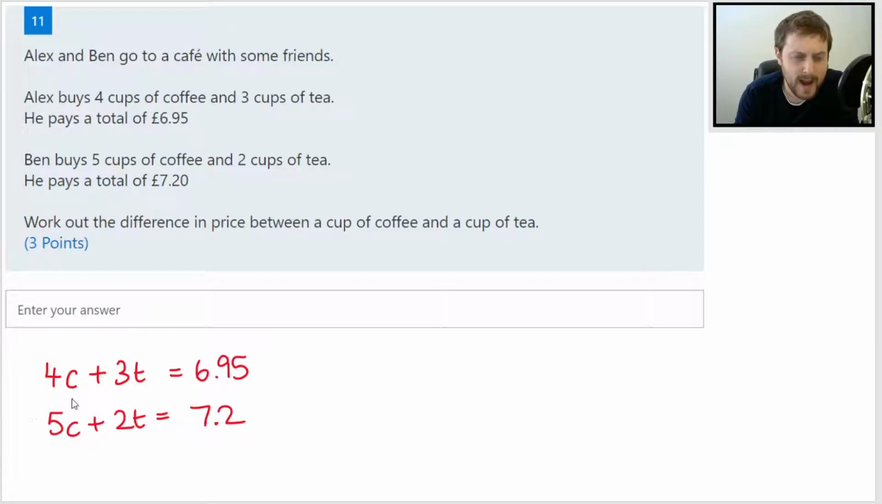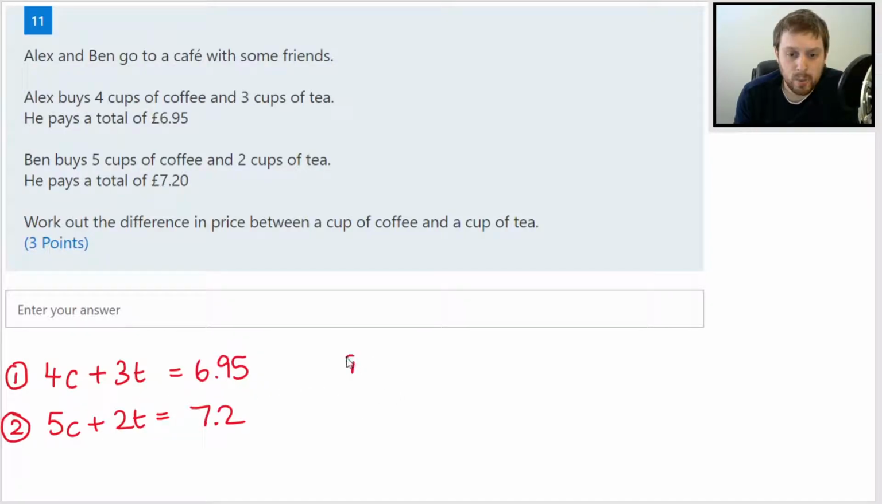So let's times the first one by 2, and the second one by 3, right? That will make the numbers in front of the t's be the same. We could also have times the first one by 5 and the second one by 4, and then that would make the numbers in front of the c's be the same. We'll end up with the same answer, so we might as well pick the smaller numbers to be easier.